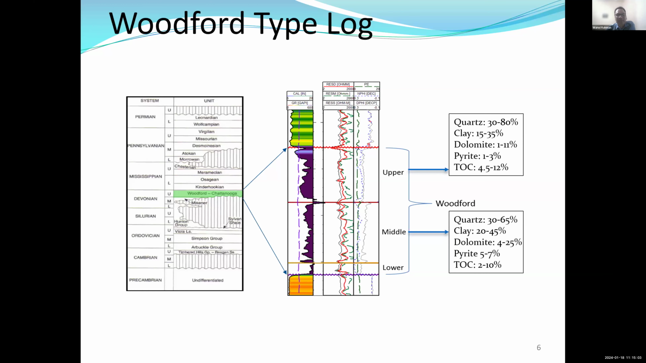I have seen in Woodford, close to the Nemaha Ridge, about 20% TOC. You can imagine as you go to the shallower part, you will have higher TOC. If you go to the deeper part, you will see lower TOC. So there is a variation here.